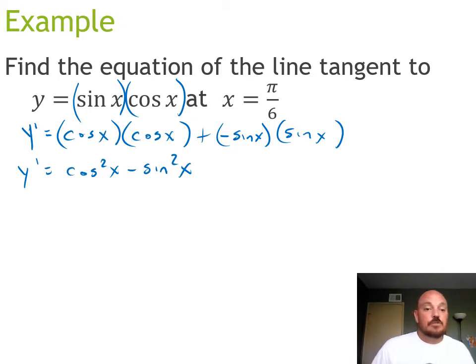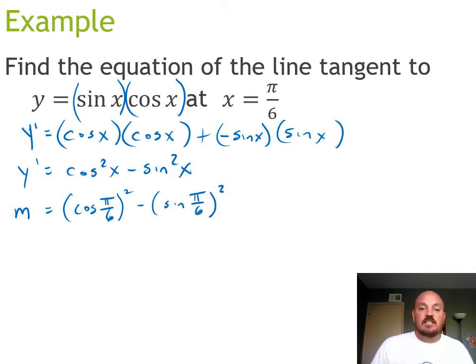Now once you have the derivative, we can find the slope of the tangent, or m, by plugging in the x value, which in this problem is pi over 6. So if I have cosine squared x and x is pi over 6, basically that means I want to figure out cosine of pi over 6 and then square it. And then I'm going to do the same thing with sine. Sine of pi over 6 and square it, we'll subtract the 2.